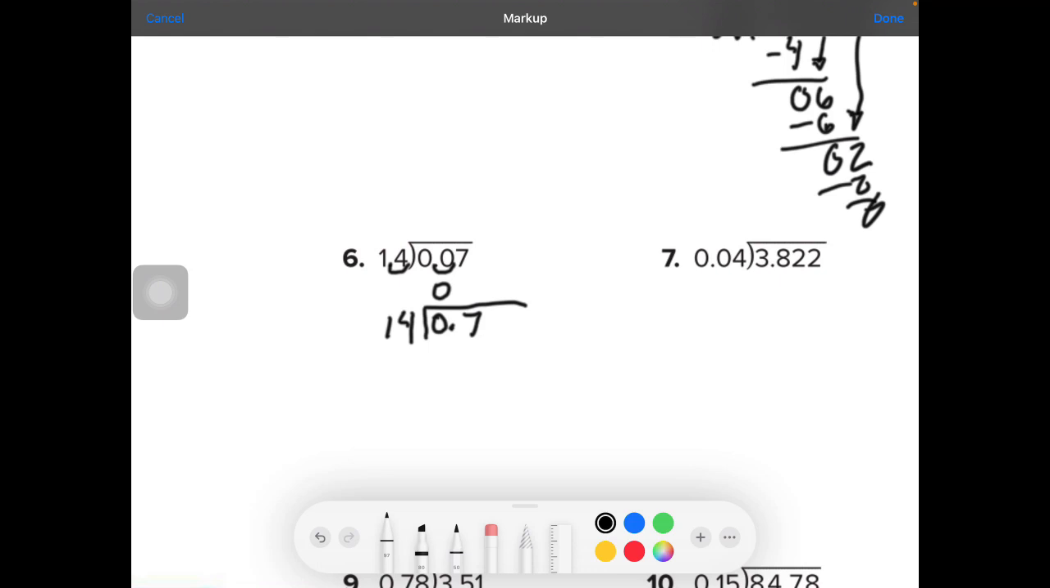All right, 14 will not go into 0. So 0 times. But 14 will not go into 7 either. So then we're going to have to add a 0 right here. In fact, I'm going to do that in a different color. I'm going to add a 0 right there.